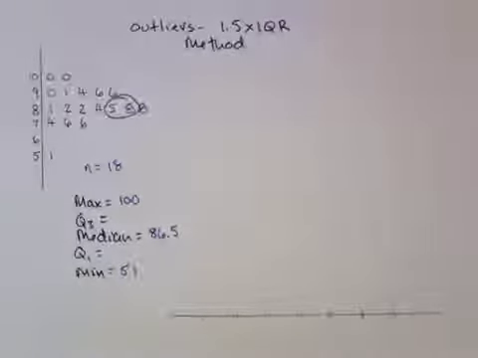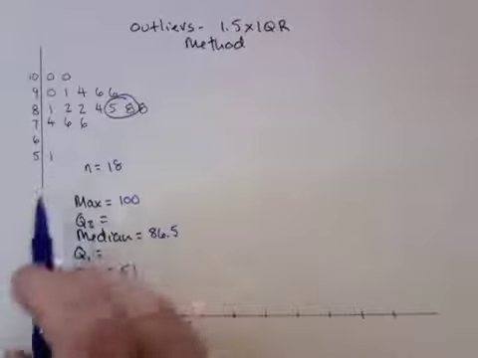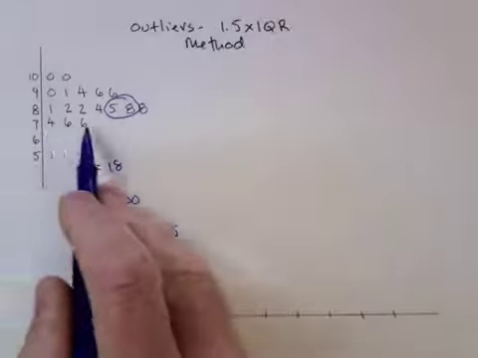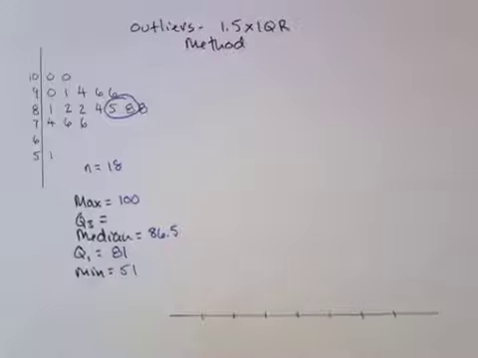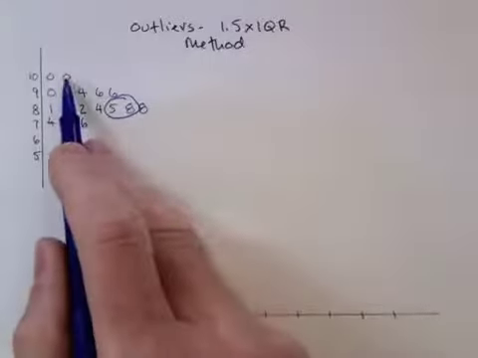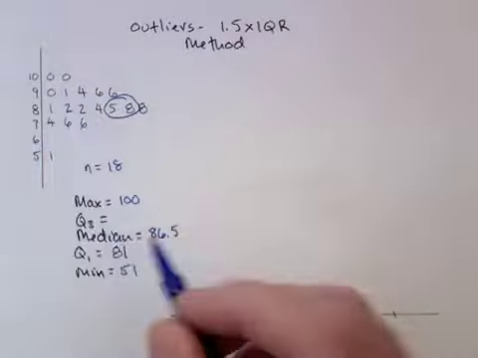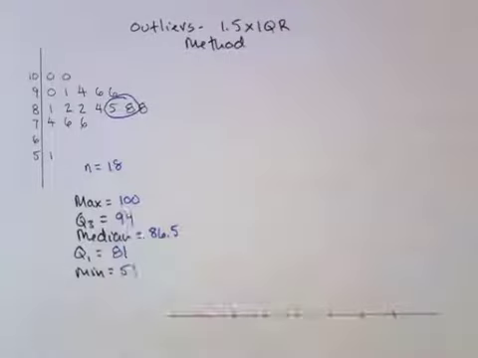Now, because I have 18 elements, I can consider the bottom half to be a set of 9 and find its median, and that would be the 5th. So 1, 2, 3, 4, 5. That's the first quartile, so it's 81. And similarly on top, there are 9 values in the top half of the data. The 5th would be in the middle, and I'll just count down 5. 1, 2, 3, 4, 5. I find that the third quartile is 94.